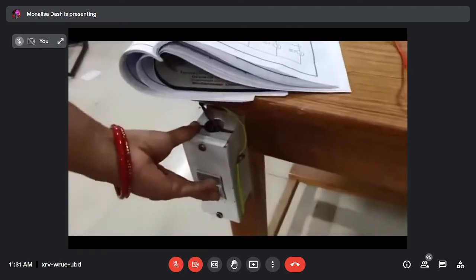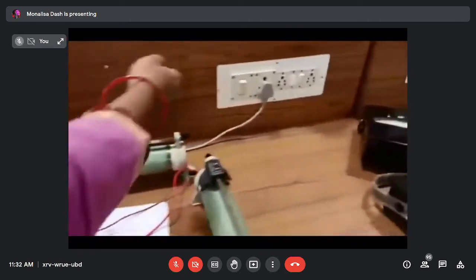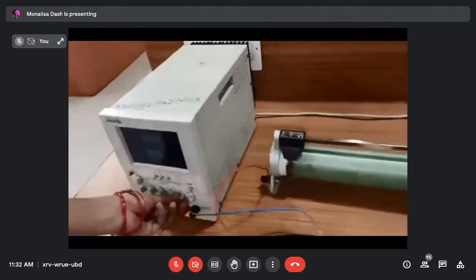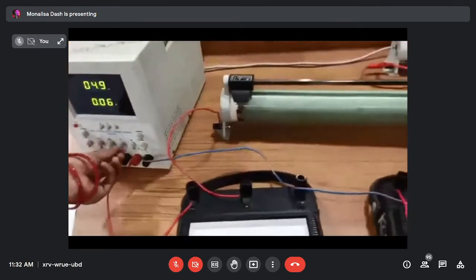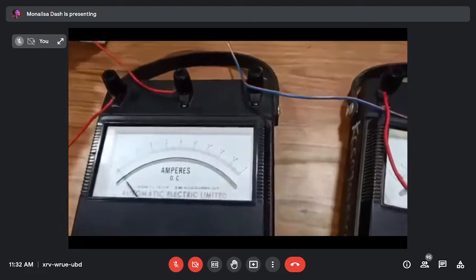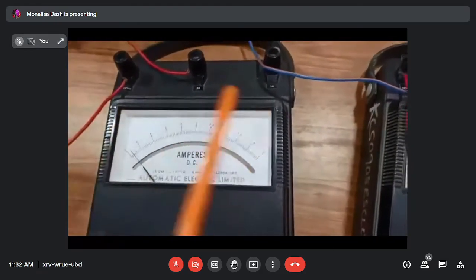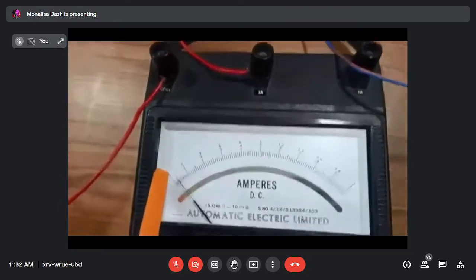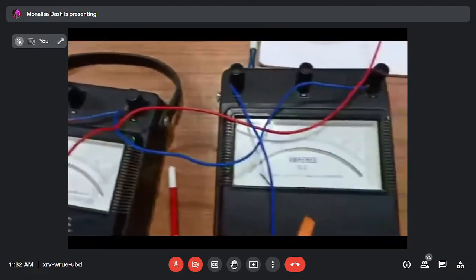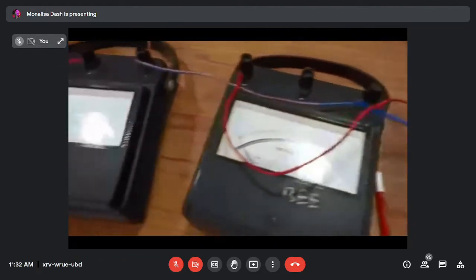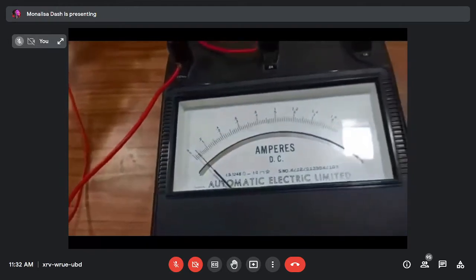Then we switch on the MCB. Then switch on our AC supply to the DC regulated power supply. Then take it to the zero position. Then switch on the power. Set the value. In the first ammeter, we take 0 to 2 ampere, that's why we take the upper scale. But in that ammeter, 0 to 1 ampere scale, we take the lower scale. In that ammeter also we take 0 to 1 ampere, then we take the lower scale. Then we vary the regulated power supply.